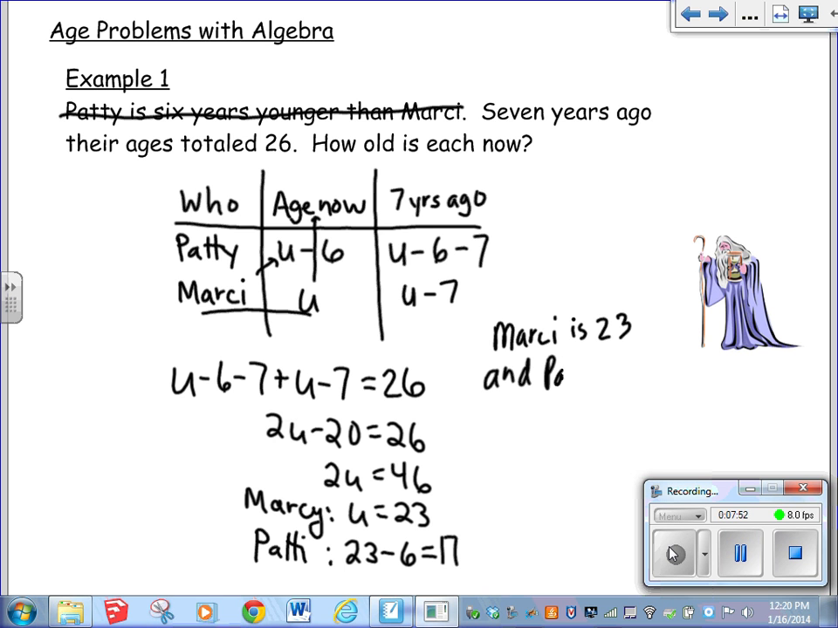Does anyone have any questions about this? We should put a years old in here, by the way. Any issues? No. All right. We're all good? Let's move on to our second example.